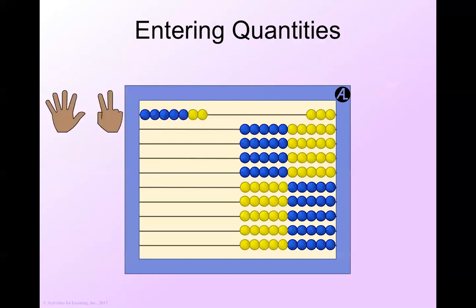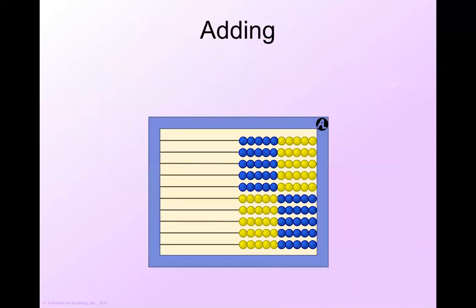Okay, we have 7. Our hands line up with our beads, 5 on the left, 5 blue beads on the left, 2 fingers on the right, 2 yellow beads on the right. So we have 7. And there's no counting. You can see 5 and 2 is 7. And there's our symbol for 7.